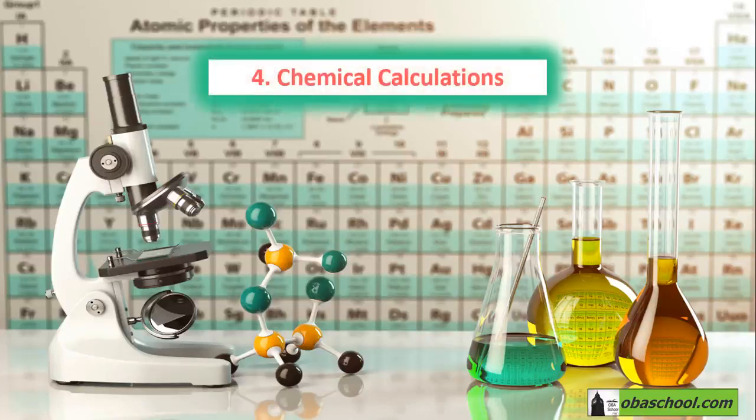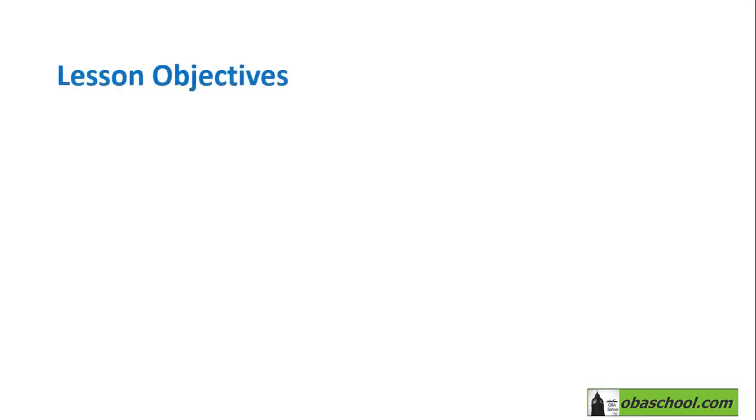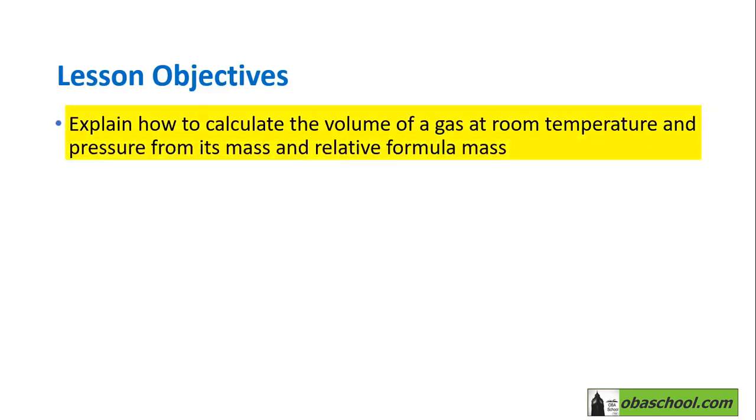Welcome back to Chapter 4, Chemical Calculations, Section 4.9, Volumes of Gases. By the end of this tutorial, you will be able to explain how to calculate the volume of a gas at room temperature and pressure from its mass and relative formula mass.